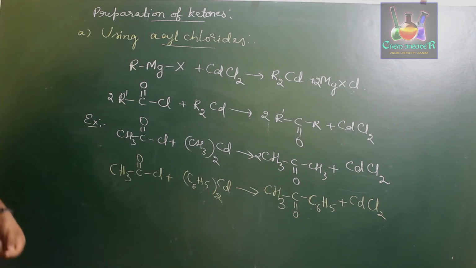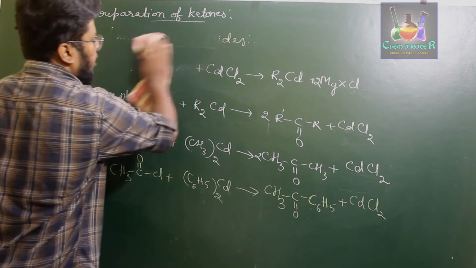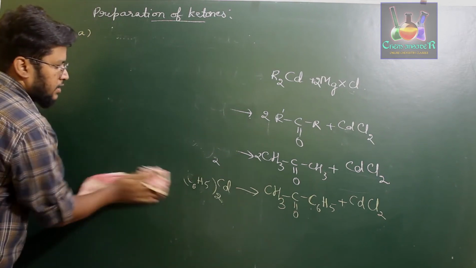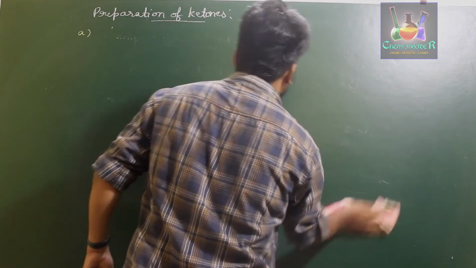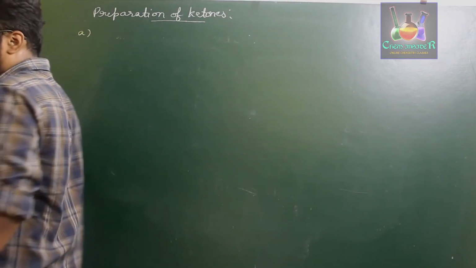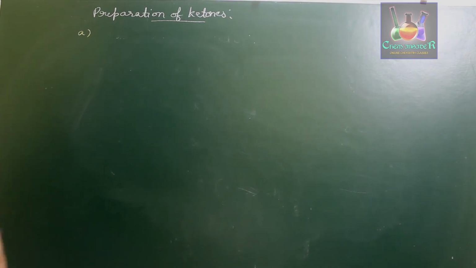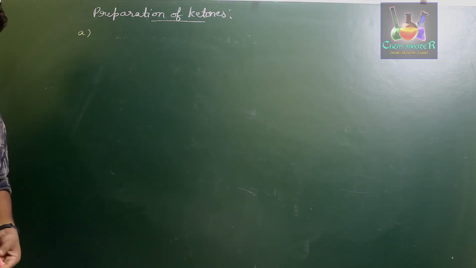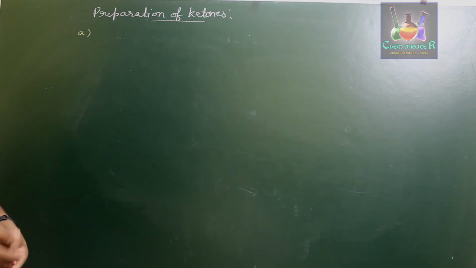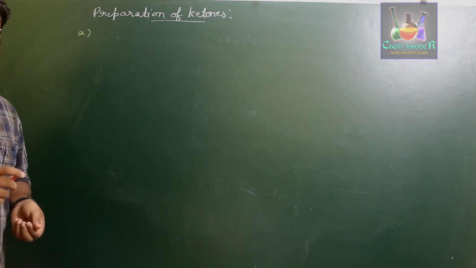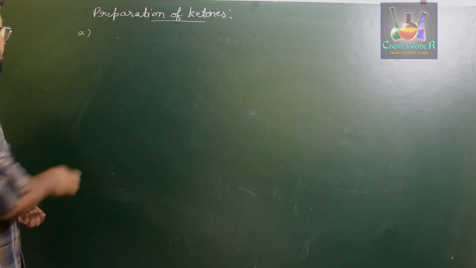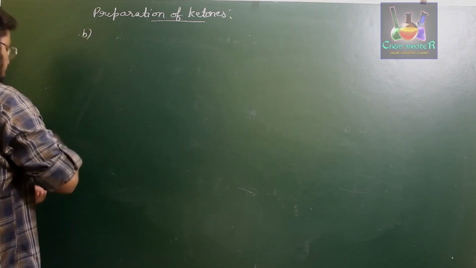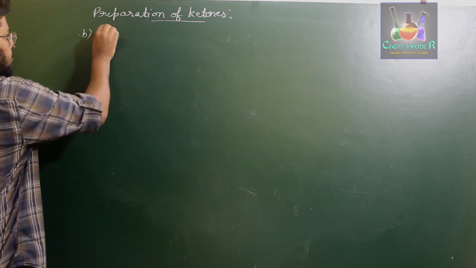Next is the Friedel-Crafts acylation, a second method using acyl chlorides. When you treat acyl chlorides with benzene or substituted benzene in the presence of anhydrous aluminum chloride, that is nothing but the Friedel-Crafts reaction. The second one is the Friedel-Crafts acylation.